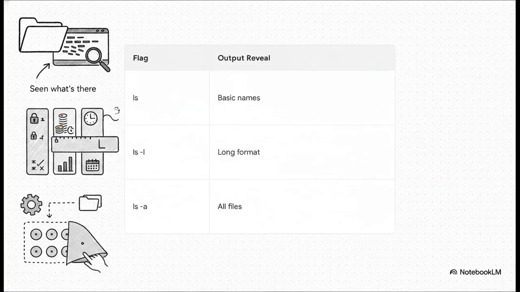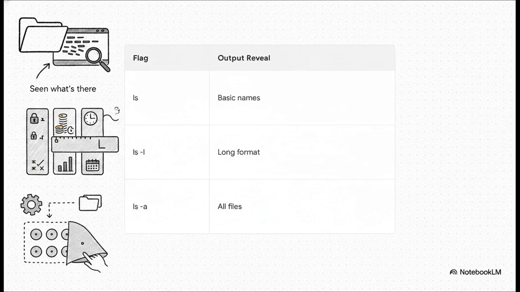Okay, so you've navigated into a directory, but you need to see what's actually hiding in there. Enter the ls command, short for list storage. But the real magic here is in the flags. If you just type ls, you get the basic names. Boring. But ls -l?